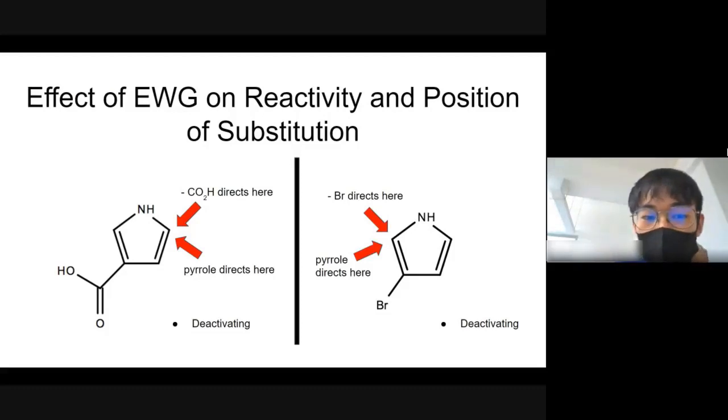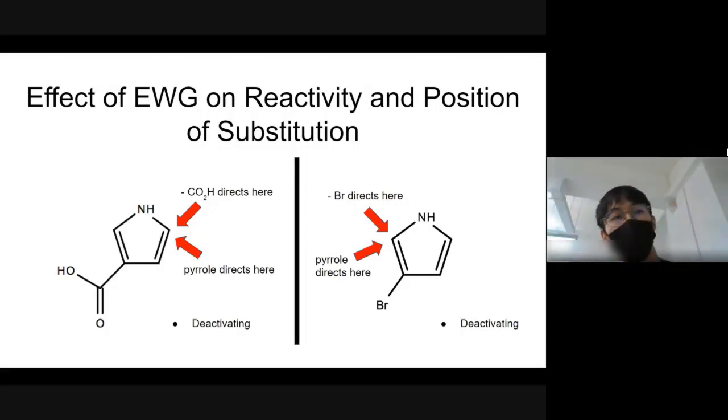Lastly, I'll just cover a bit on the reactivity and position of the substitution. So for pyrrole, if you have an electron withdrawing group, I think it's good to maybe draw the structure of the carbocation. But if you can imagine, if the electrophile attaches to the 3 position, then the plus charge will be on the second carbon.